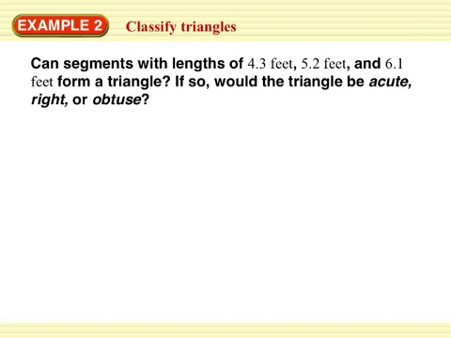Can the segments with lengths 4.3, 5.2, and 6.1 feet form a triangle? If so, would the triangle be acute, right, or obtuse? We learned the first part of the problem a few chapters ago. Remember, if you add the two sides, it has to be greater than the third.